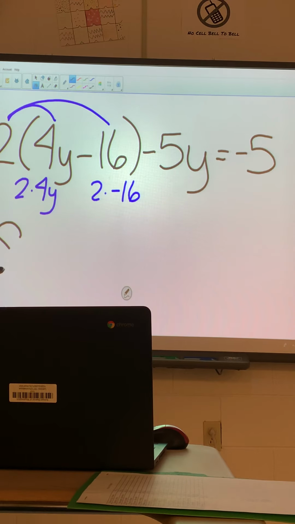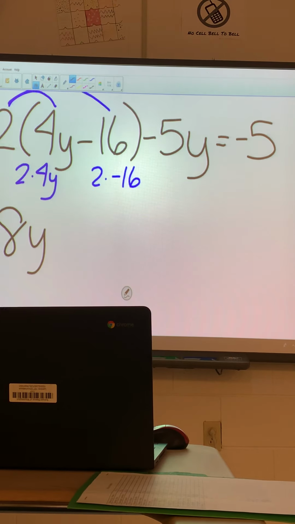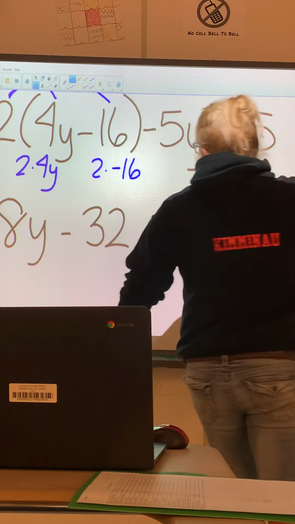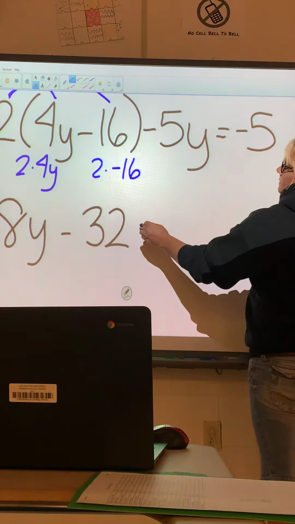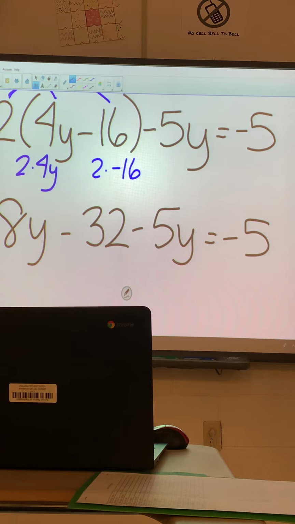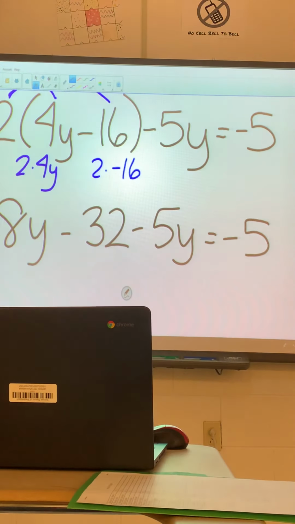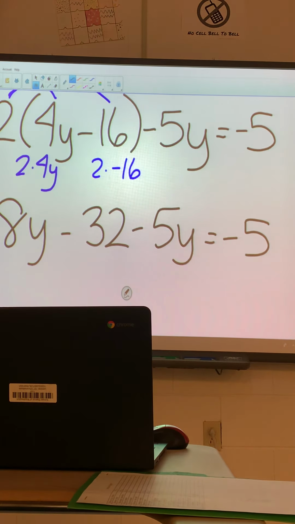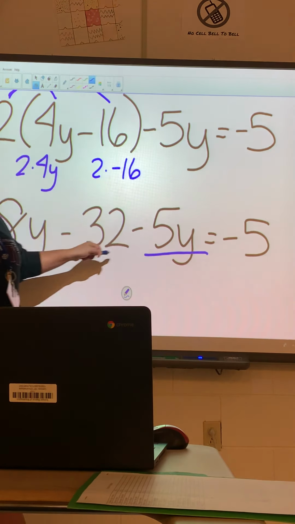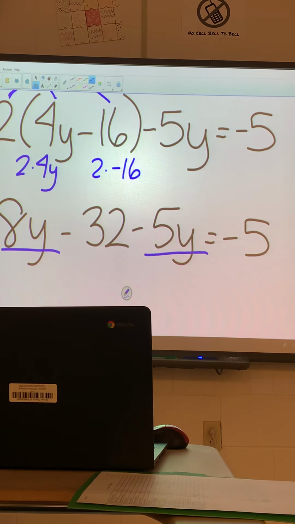So this gives me the 8y minus 32. I still have minus 5y equals negative 5. So if it had the distributive property, we distributed. If it didn't, all we did was look for like terms. In this case, we do have like terms, but watch those negatives. Anywhere you miss one, it could change the whole answer.